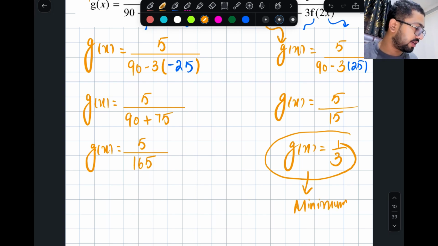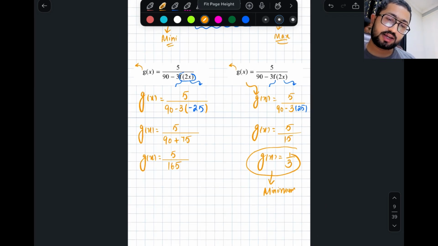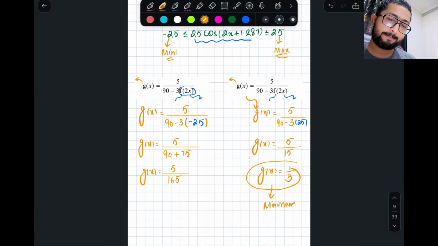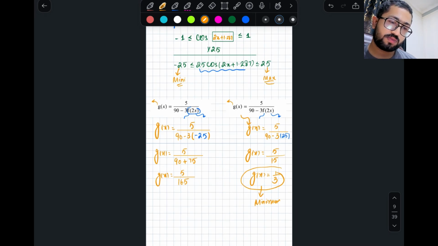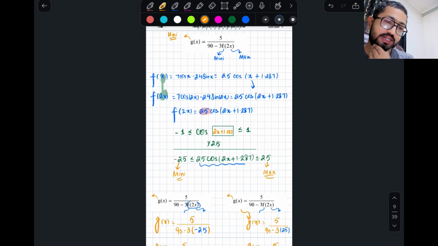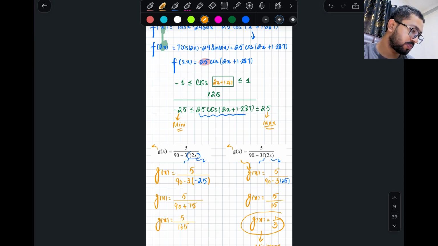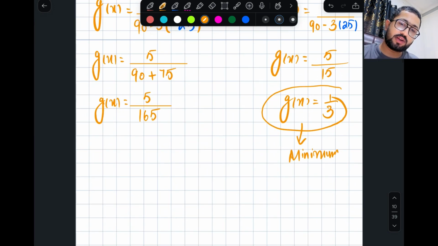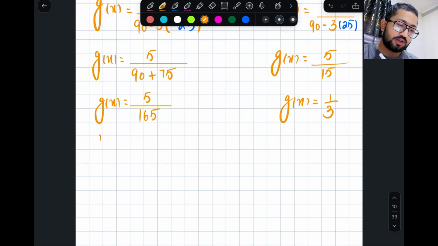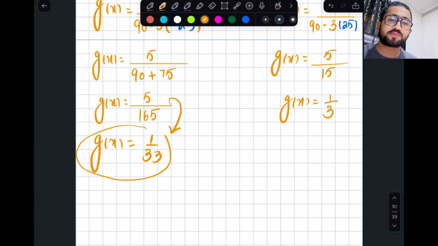If I'm not wrong, I think I made a mistake. No, I think I did everything correctly. It's not the minimum value. Cancel out, so you will get 1 over 33. This is the minimum value. 1 over 33 is less than 1 over 3 actually, beta. So that is your minimum value.